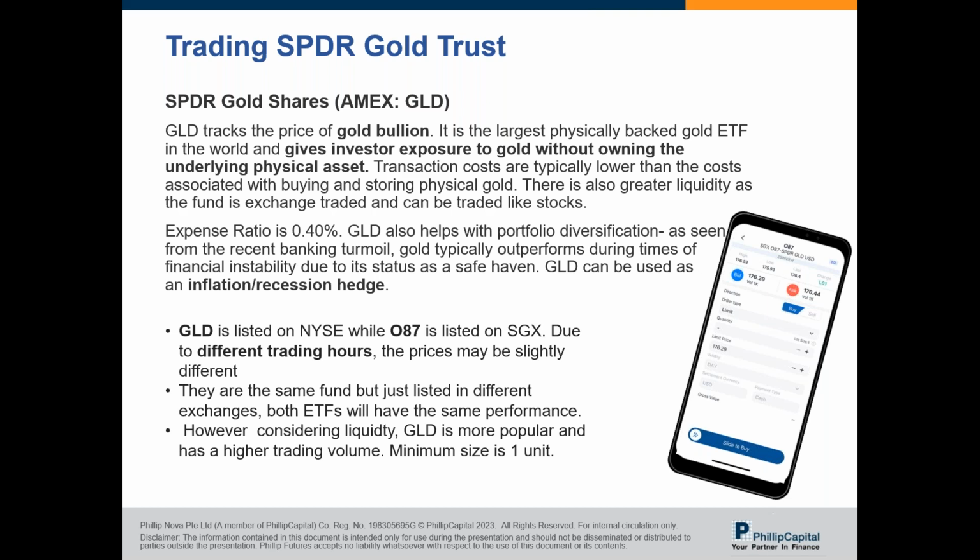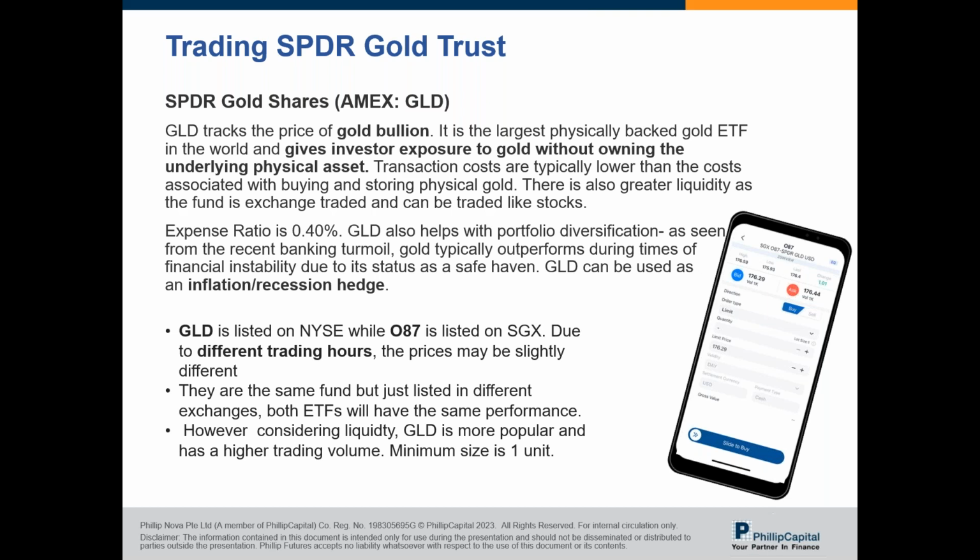This is also available on the Singapore Exchange, and the ticker symbol is O87, that's Oscar 87. These two are exactly the same type, released by the same company, but the trading timings are different. For Singapore, you have the Singapore timing, and for the US one, you can opt to trade in the US night hours. So if you're holding a position, no harm using GLD to trade, because it is more liquid and there's more volume traded in this ticker.